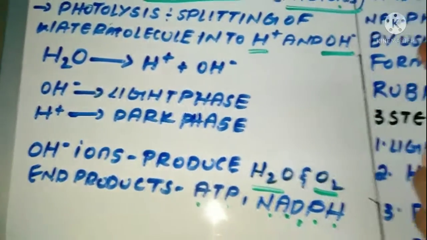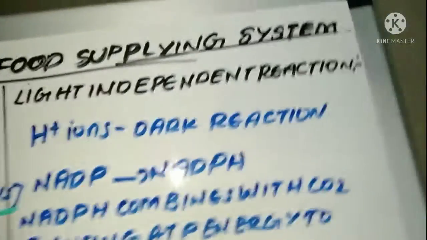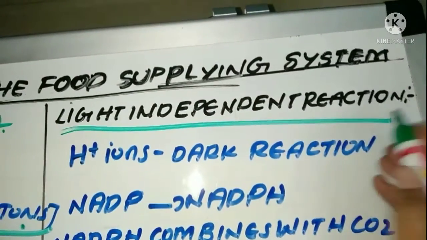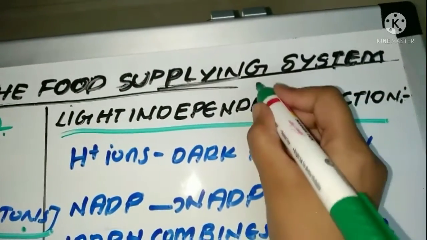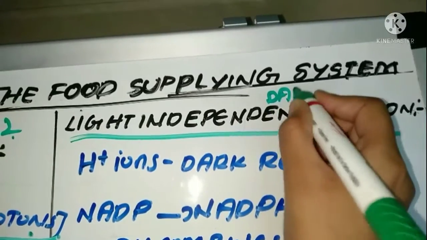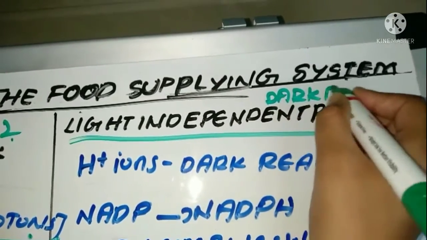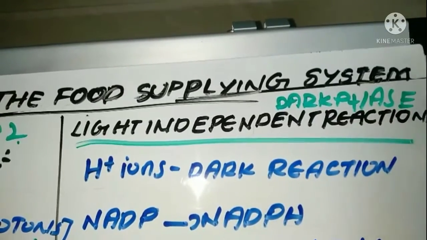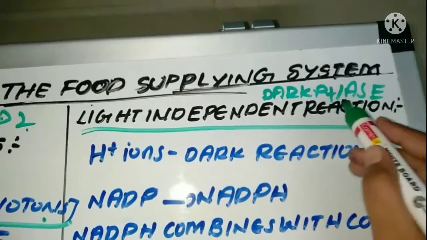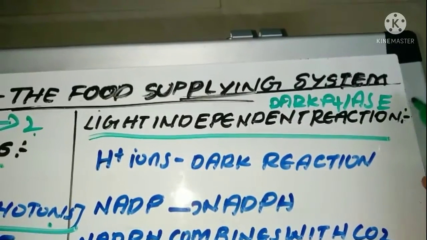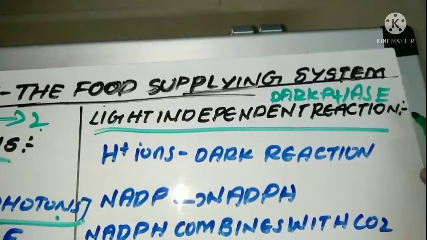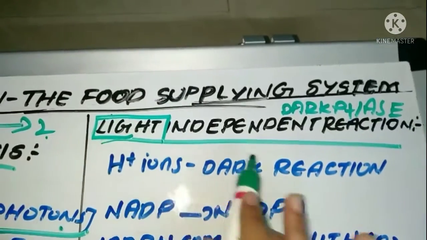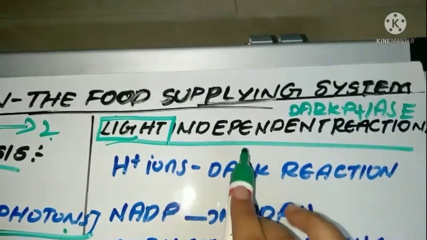Now let us look into the dark phase or light independent phase. This phase can also be called the dark phase. Dark phase does not mean that this reaction occurs only at night, but it means that it does not need light for its reaction. That means it is not dependent on light. It is independent of light.